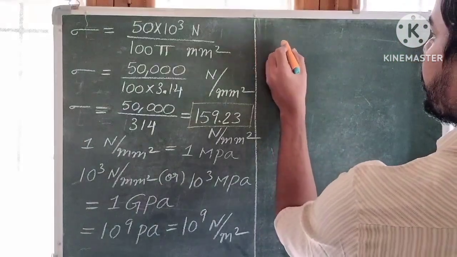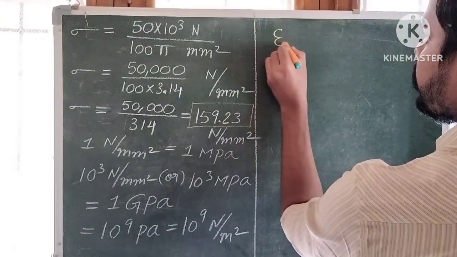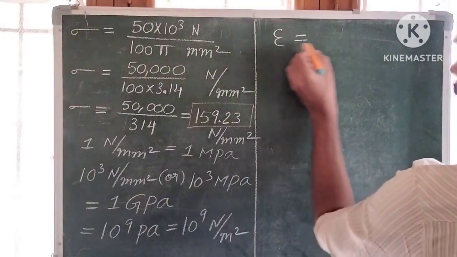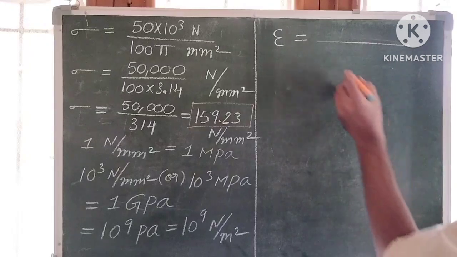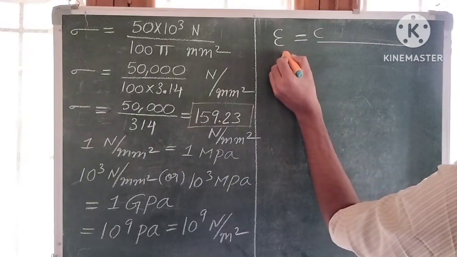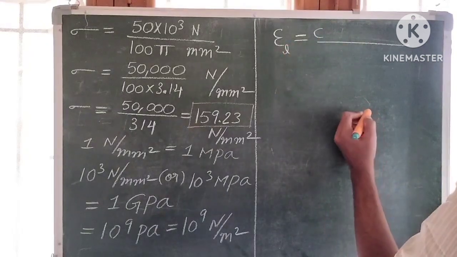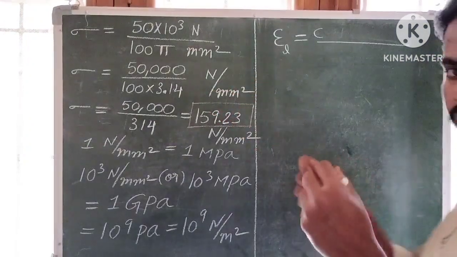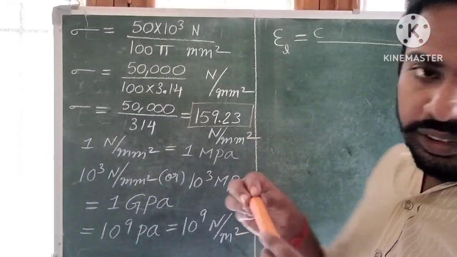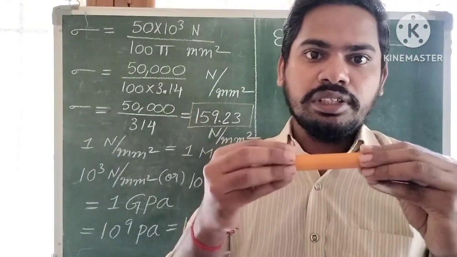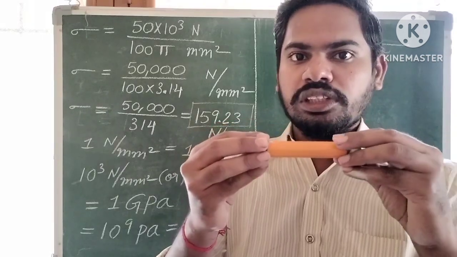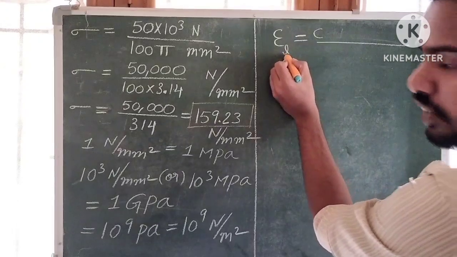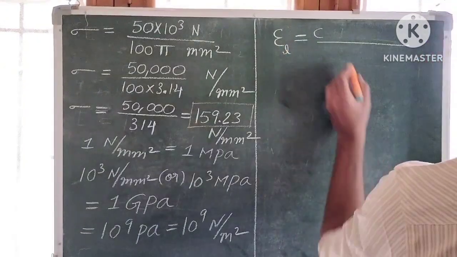So next we need normal strain. Epsilon is equal to... what is the formula? In general, more precisely, we can say longitudinal strain. Since the body is subjected to axial pull, here my steel bar is subjected to axial pull, it experiences it and the length increases. So therefore we have to consider longitudinal strain.